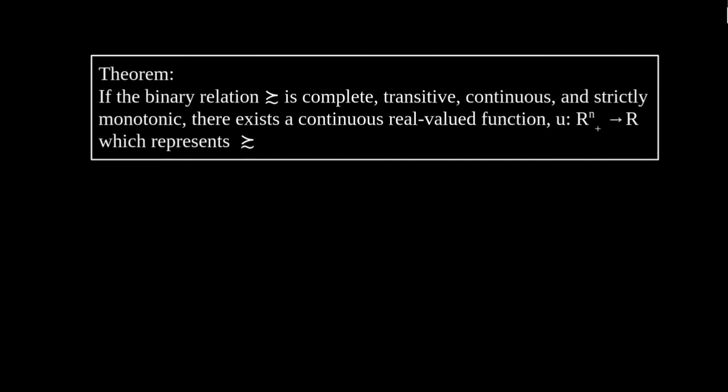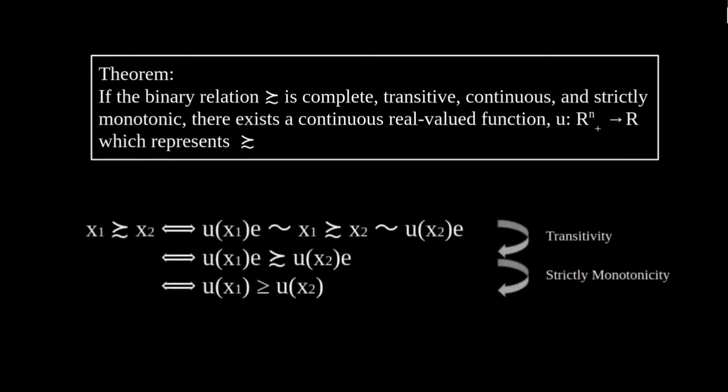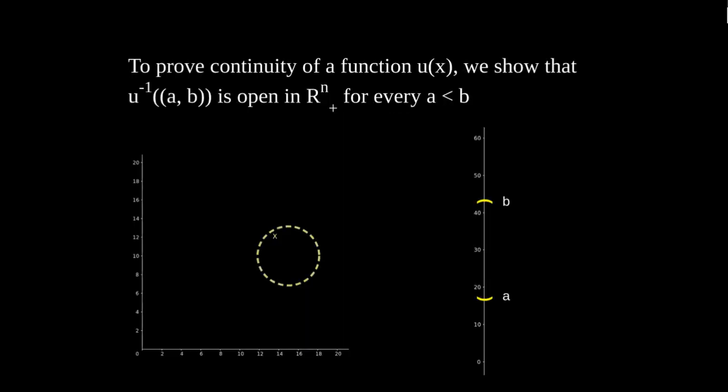After showing the function is well-defined, and there always exists such a function, you can combine it with transitivity and strict monotonicity to prove the theorem. The equalities are showing how the real valued function U is representing the consumer relation. One last thing to show is that the utility function U representing preference relation is continuous.